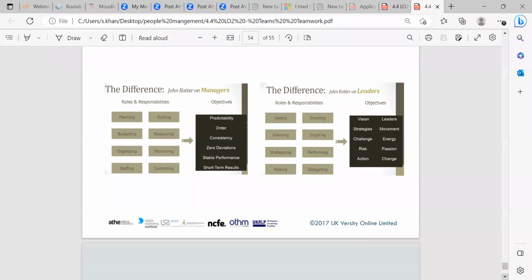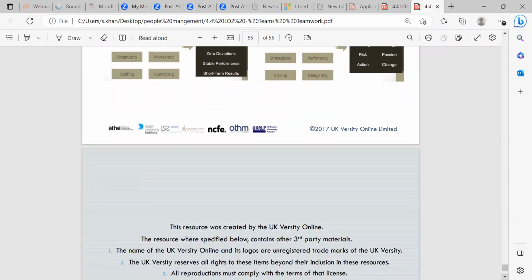The difference in regards to John Kotter on leaders, so that was on that side, managers, and this is leaders. The roles and responsibilities are seeing, visioning, strategizing, risking, enrolling, inspiring, performing and delegating. And the objectives for leaders are vision, strategies, challenge, risk, action, movement, energy, passion and change.